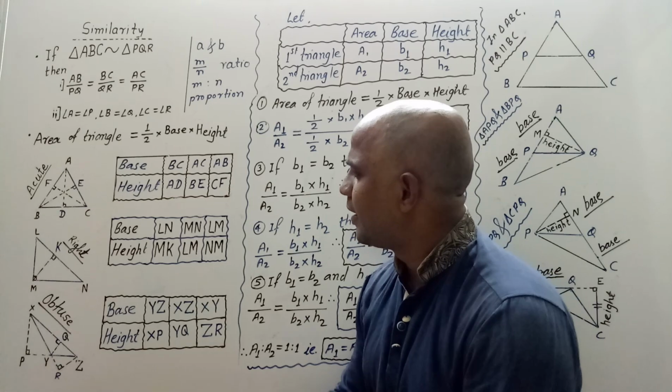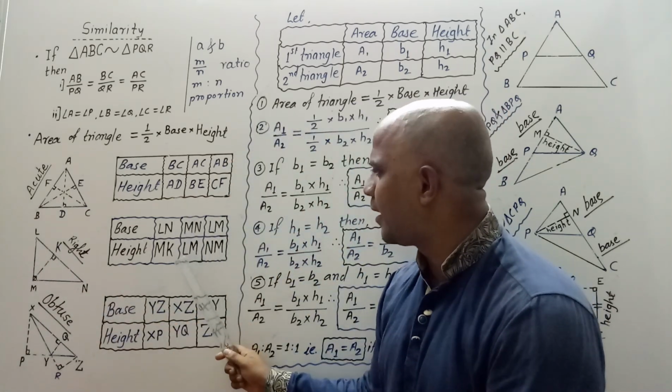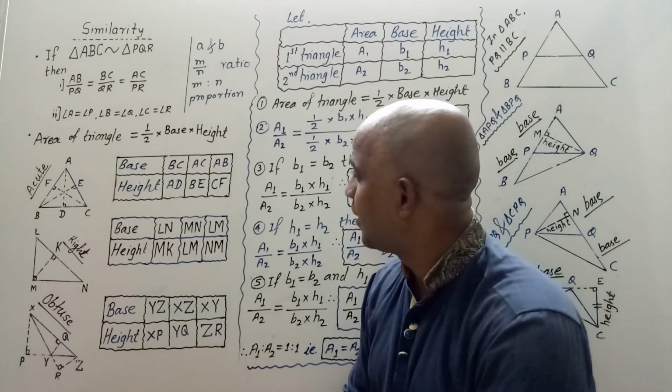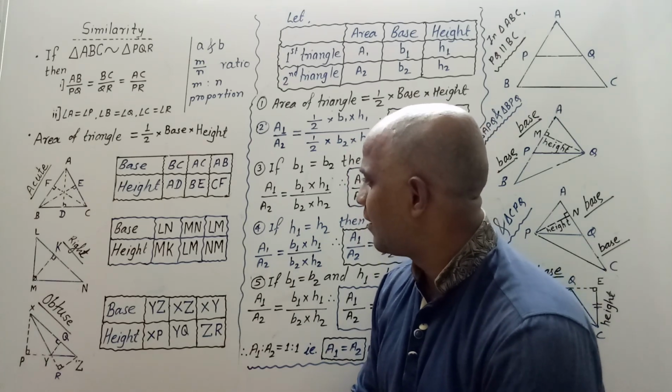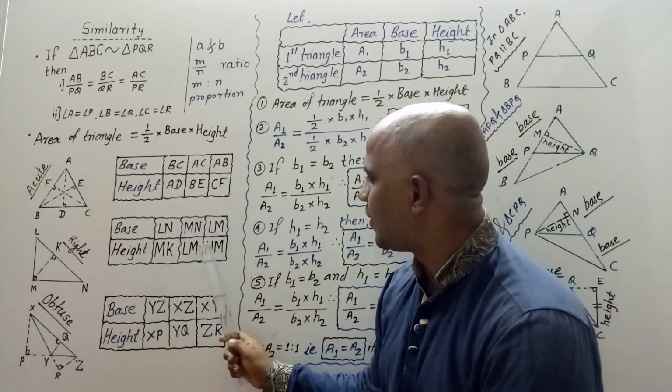Another way, area of triangle LMN is equal to half into MN into LM. Then area of triangle LMN is equal to half into LM into NM.